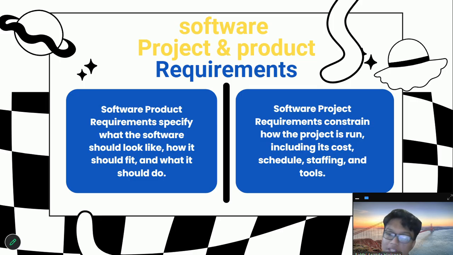Software product requirements are requirements that specify what the software should look like, how it should fit, and what it should do. But software project requirements constrain how the project is run, including the cost, the schedule, staffing, and the tools. So here are the two requirements. One focuses more on the software, on what it should do and what it should look like, and software project is the technical background about the cost, scheduling, staffing, and the tools used in the project itself.